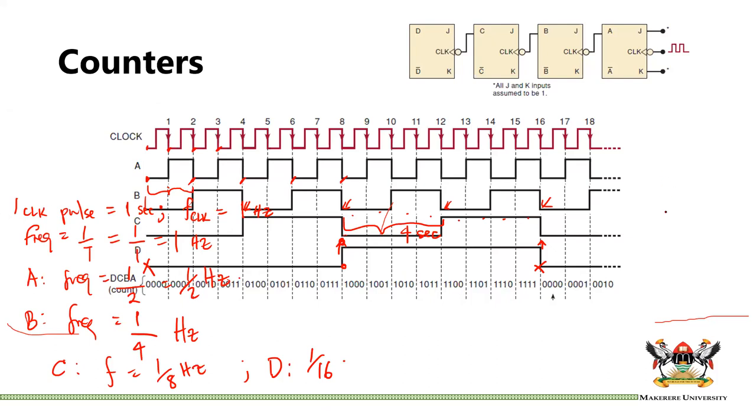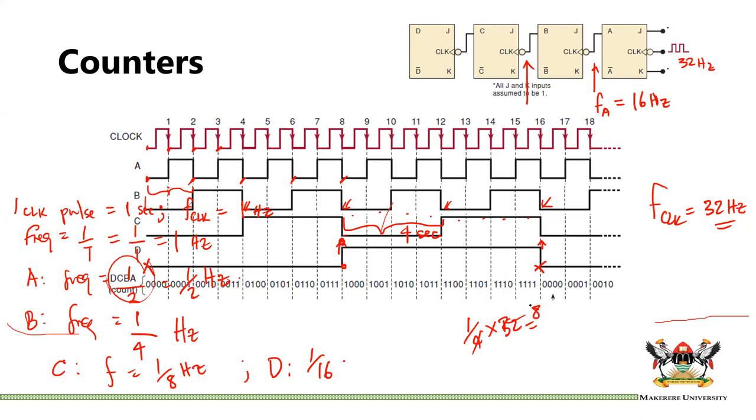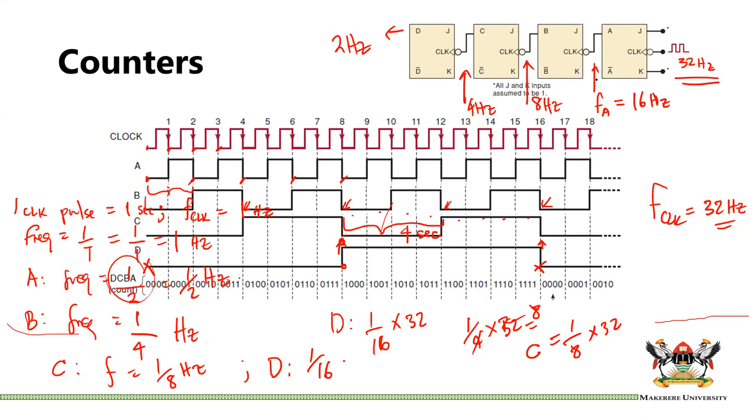So that means that if my clock is 32 hertz, the frequency of A is 1/2 of the clock, which will be 16 hertz. For B, it will be 1/4 times 32, which is 8 hertz. For C, it will be 1/8 times 32, which is 4 hertz. And for D, it will be 1/16 times 32, so here we are getting 2 hertz. In other words, I start off with a clock frequency of 32 hertz, and the output at the last flip-flop is 2 hertz.